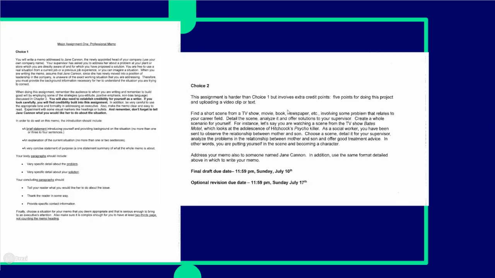As a second option, you could do a more complex assignment and receive a few points of extra credit, 5 points exactly. And this would involve finding a video clip or a block of text, something that outlines a scenario for you. So you could find a short scene from a TV show, a movie, a book, a newspaper, and find that involves a problem related to your career field. Detail the scene and provide a recommendation to your supervisor, who also in this case is known as Jane Cannon. So if you're interested in this option, you may want to read this a bit more carefully.